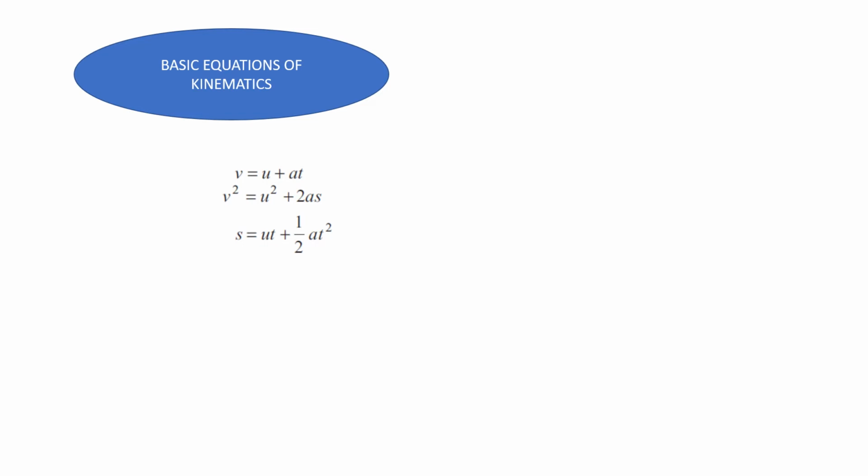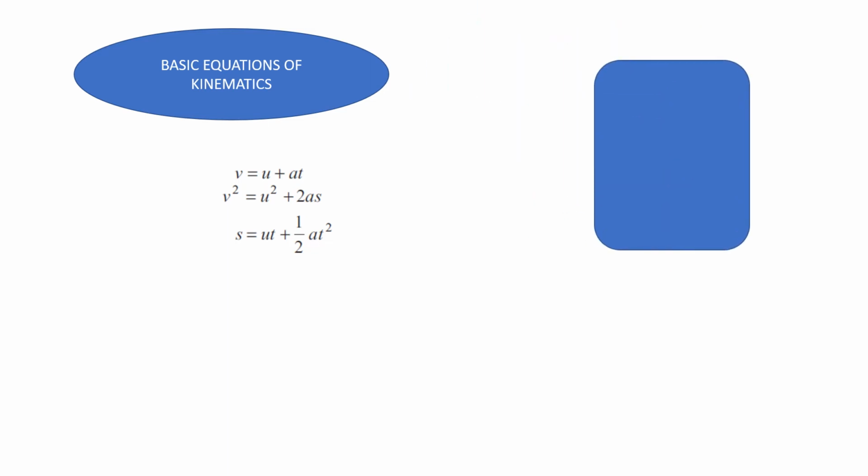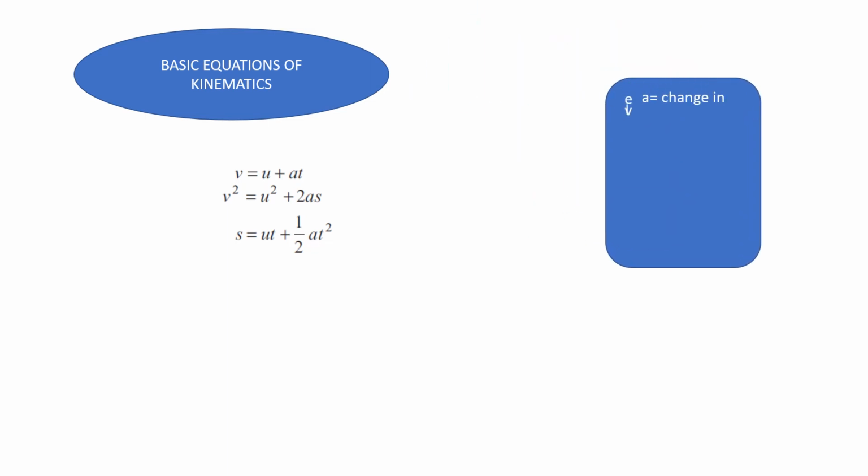If we know vector addition and vector multiplication, then these three equations are sufficient to do a three-dimensional problem or projectile motion or two-dimensional motion. How is this v equal to u plus at derived?